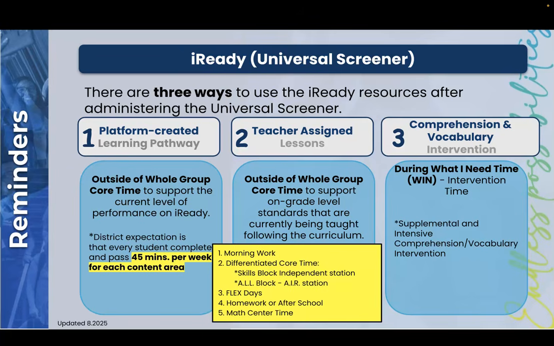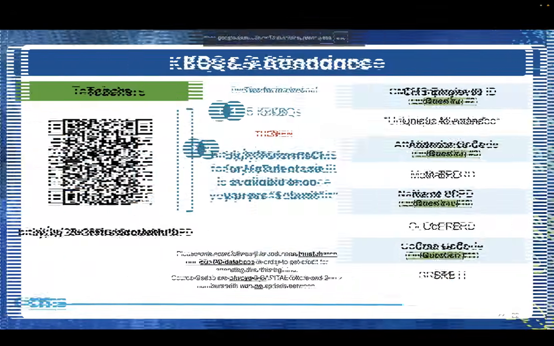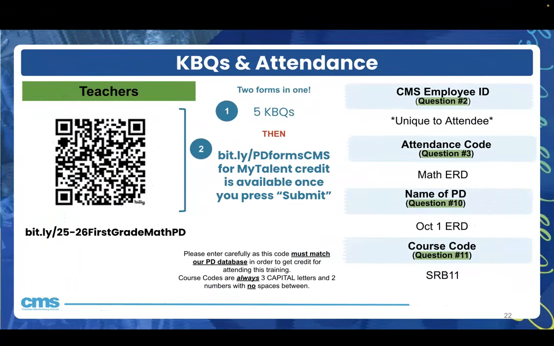Teachers and master teachers, you have 2 forms in one. You have a QR code and a bit.ly on the left that you will have 5 questions to answer, and then you will press submit. The next bit.ly is for attendance for My Talent, and guidance on how to complete this form is on the right-hand side. Be sure to submit both forms.